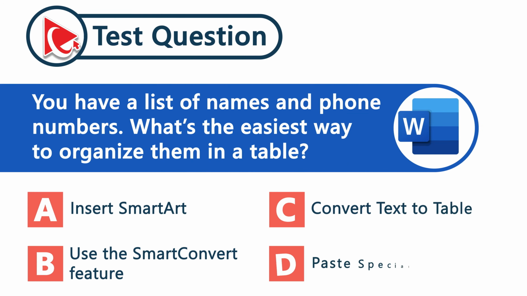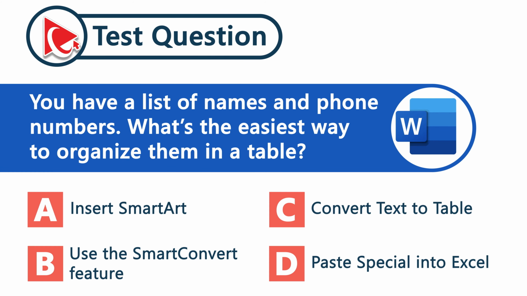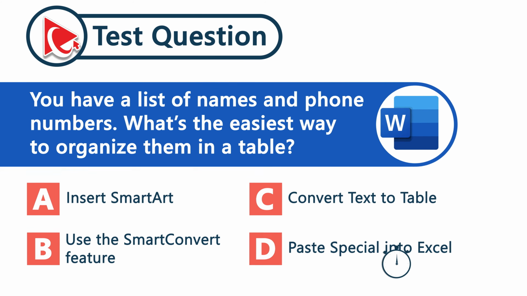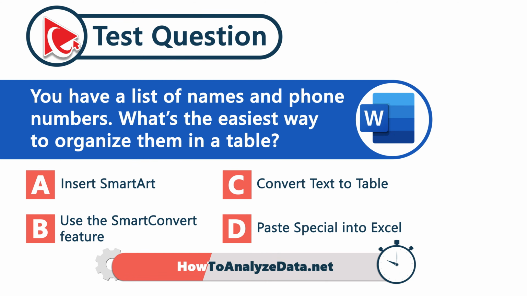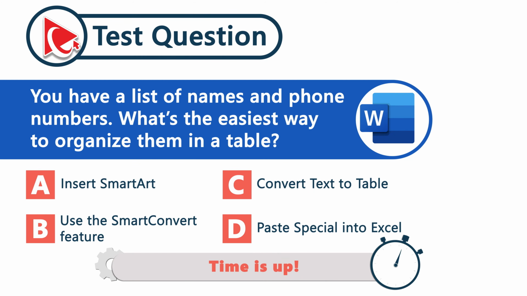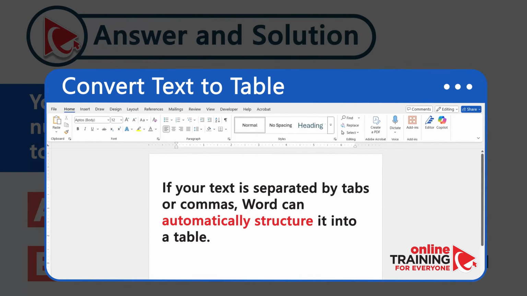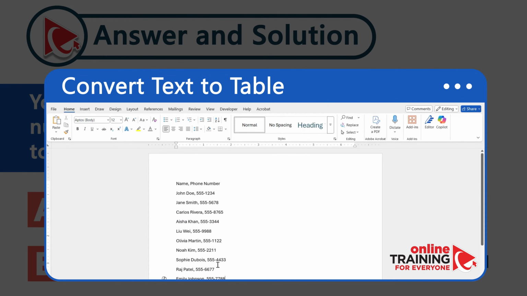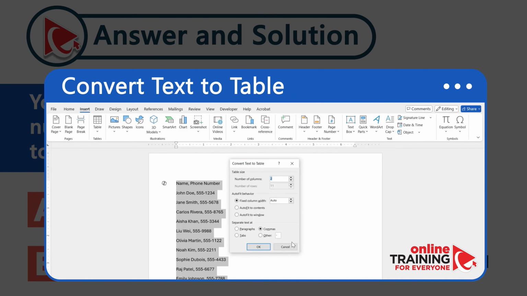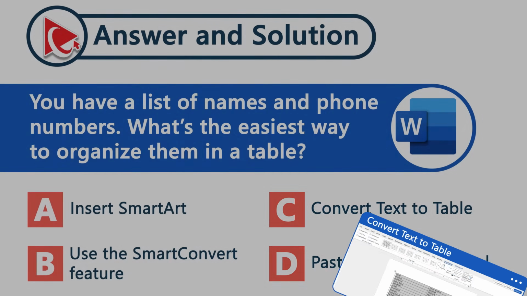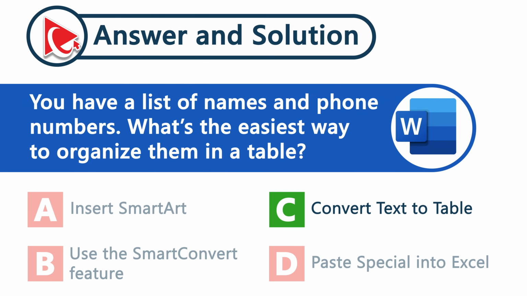You have a list of names and phone numbers. What is the easiest way to organize them in a table? If your text is separated by tabs or commas, Word can automatically structure it into a table. This is how you do it. Select the text, go to Insert, Table, Convert Text to Table, and choose comma as a delimiter. And the correct answer for this question is choice C.